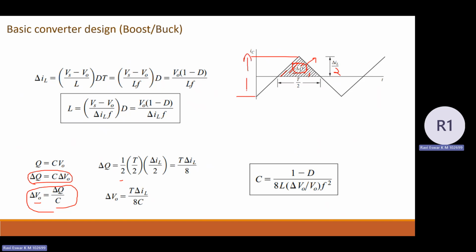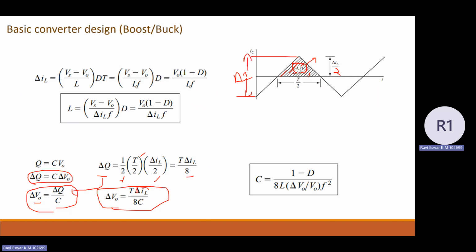For the inductor current we mentioned the ripple as del I, peak to peak ripple, so half of that comes as del I by 2. So half into length del I by 2 and the breadth T by 2, from this I can say del I into T divided by 8. Now this change in Q I am going to substitute in del V. So I can write del V naught equal to T into del IL divided by 8C.